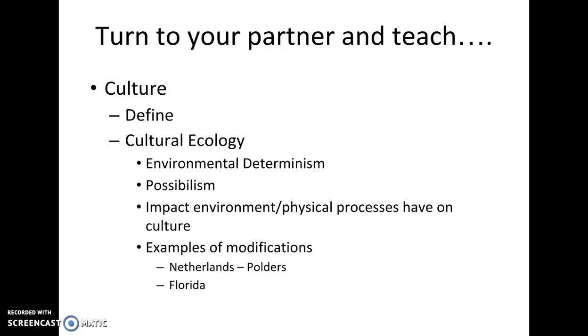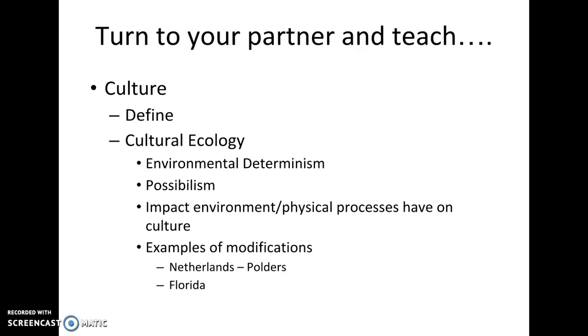Next, we're talking about this idea of cultural ecology, environmental determinism, and possibilism. So cultural ecology really is the study of humans and the environment and the interaction between the two. So it's really the effects of the environment on human development and humans, and the effects of humans on that environment, the physical environment. So this is the study of the interaction between humans and the environment.